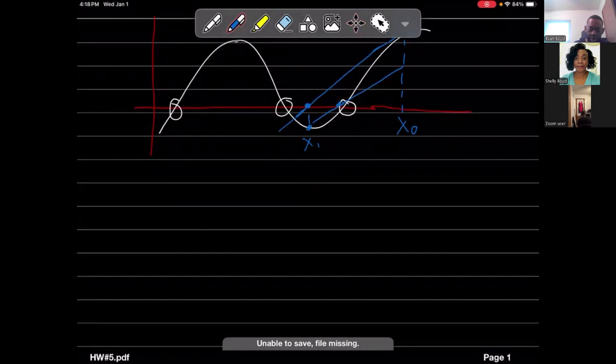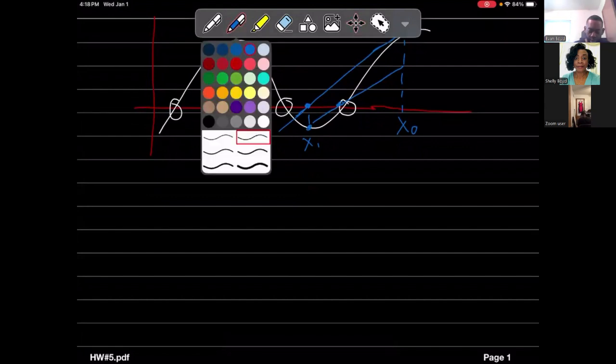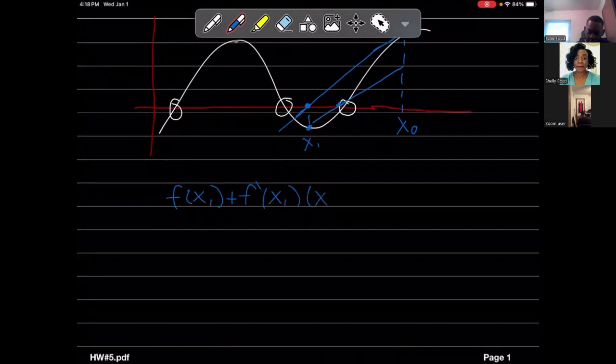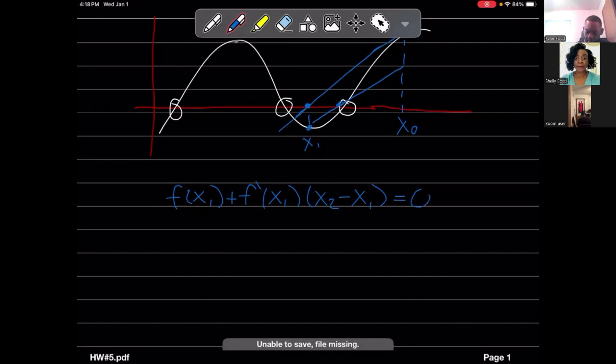Okay, and how does this work? So we do the derivation now. I'll stick with blue. We'll have f(x1) plus f'(x1) times (x2 minus x1) is equal to 0. So here's our initial equation for the Newton-Raphson method, and our goal here is to get x2 by itself.